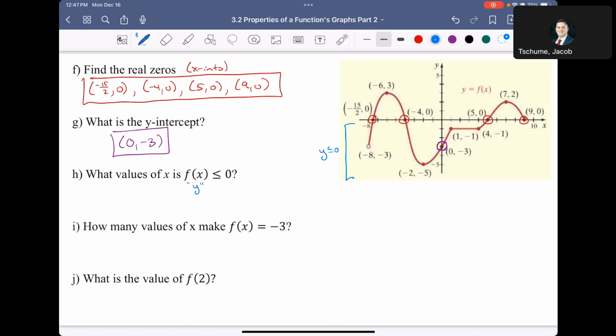So what I need to do is I need to shade in what parts of this graph fall under the x-axis. So I'm going to use a little dotted line here. Boom, boom, boom, boom, boom. So I'm going to do all of it. We'll shade it all in.